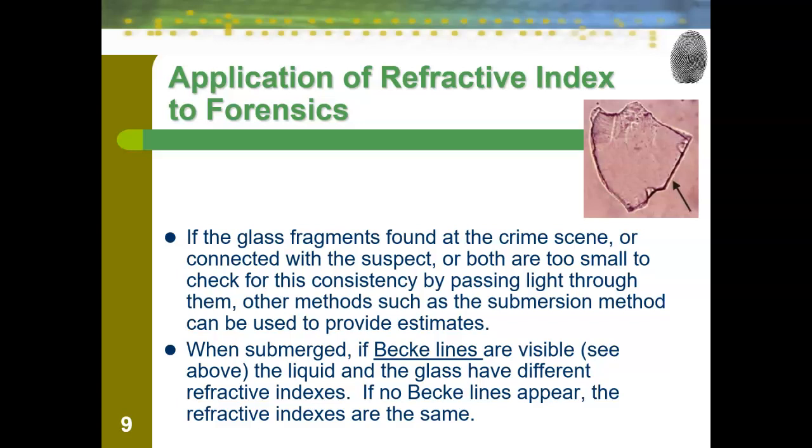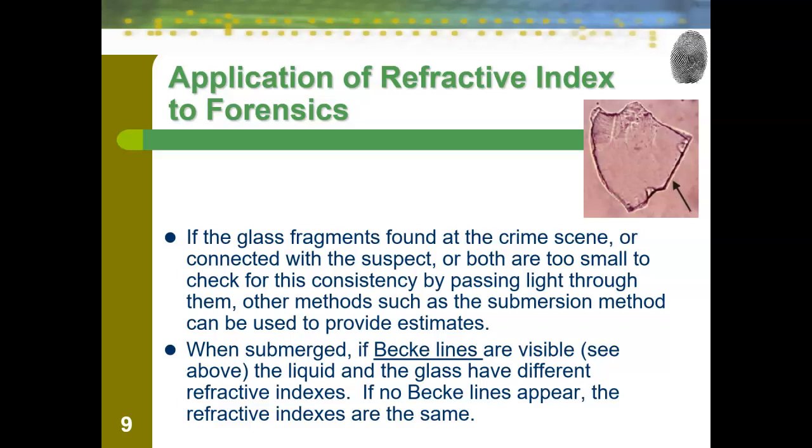Now, sometimes the glass fragments that we find at a crime scene are going to be too small in order to do the laser beam refractive index method that we just learned about, where we pass light through the piece of glass. If the glass is too small, we're not going to be able to get an accurate measurement on that. So there is a second method that we will be utilizing in class, which is the submersion method that can only provide us estimates. The laser beam method does provide us with a pretty accurate refractive index. The submersion method is going to provide us with an estimate.